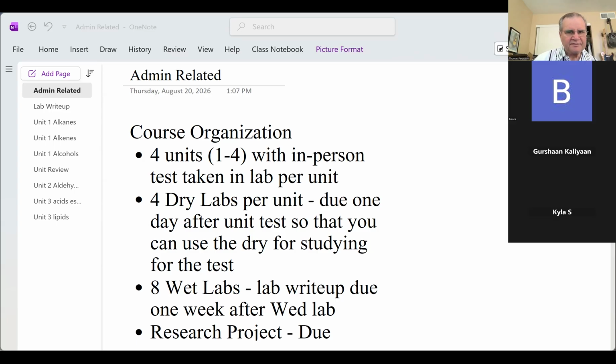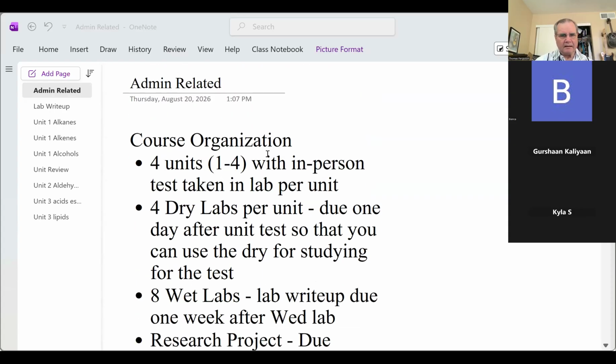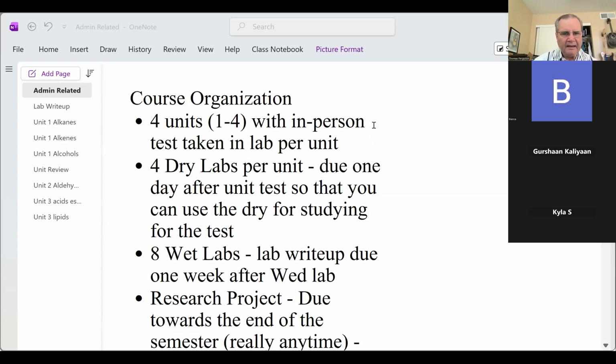And so what I want you to do is if you go to here, this is a little explanation on how the course is put together, organizationally. There's going to be 4 units, 1 through 4, and an in-person test taken in the lab. So there's going to be no online tests, only in-person tests. If you have Monday lab, you'll take your test on Monday. If you have Wednesday lab, you'll take it on Wednesday. And the Wednesday test will be slightly harder than the Monday test because you have 2 extra days to study.